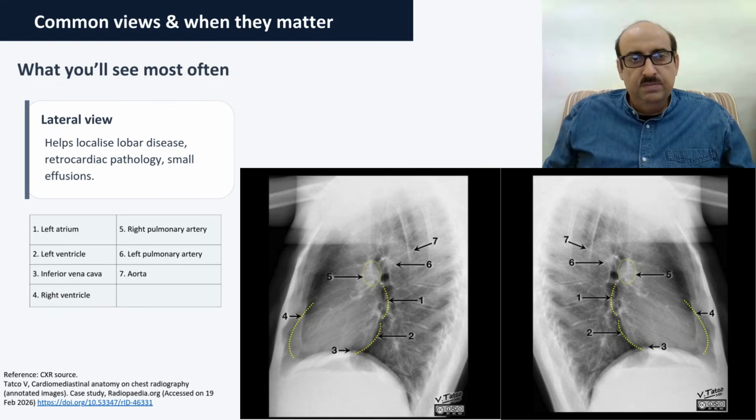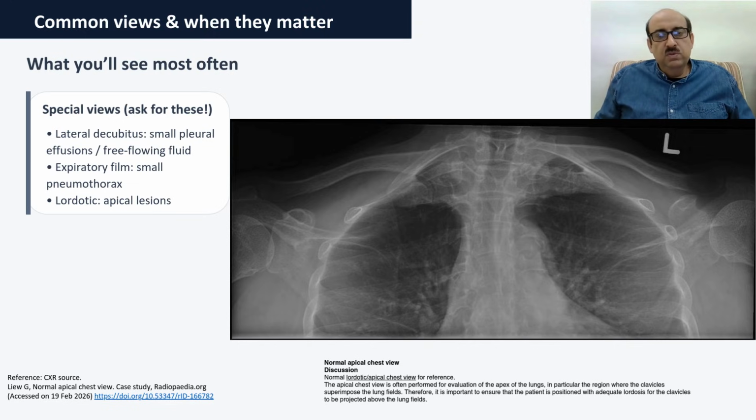Just a little word about the special views. They're not routinely recommended, but some of them are, for example, lateral decubitus view, which is usually for the small pleural effusion which trickles down, and also in expiratory films to look at the small pneumothoraces which cannot be easily picked up in inspiratory films.